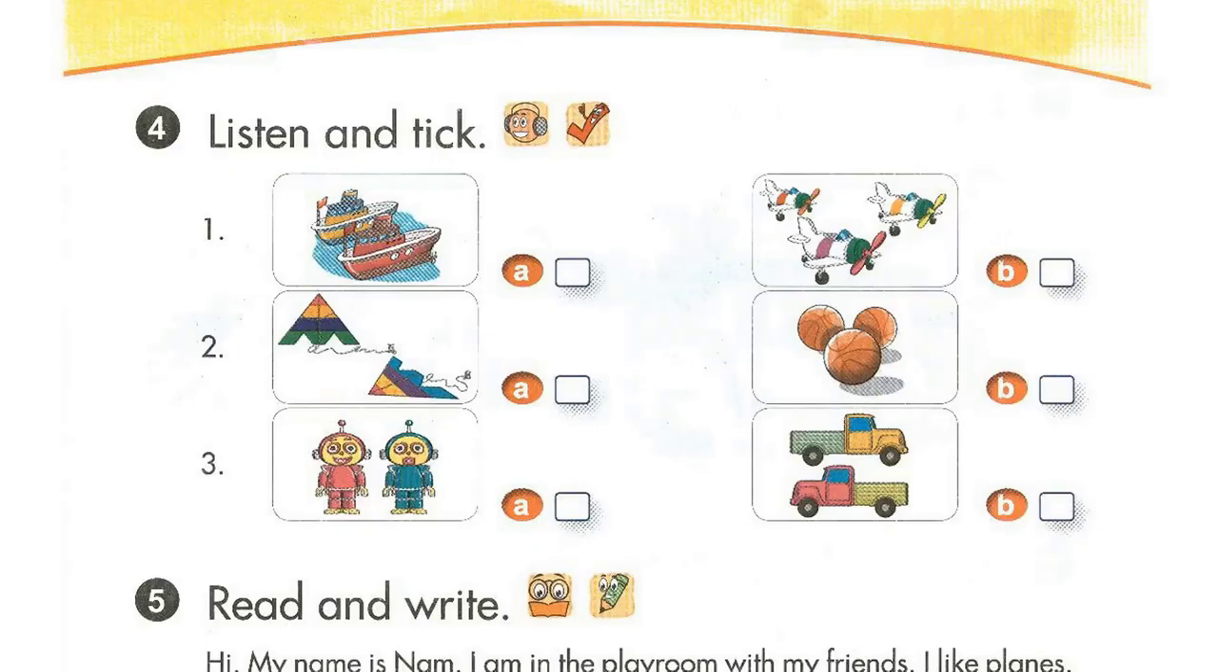Page 47. Lesson 1. Activity 4. Listen and tick. 1. Do you like toys? Yes, I do. What toys do you like? I like planes. 2. Do you like robots? No, I don't. What toys do you like? I like kites. 3. Do you like ships? No, I don't. What toys do you like? I like trucks.